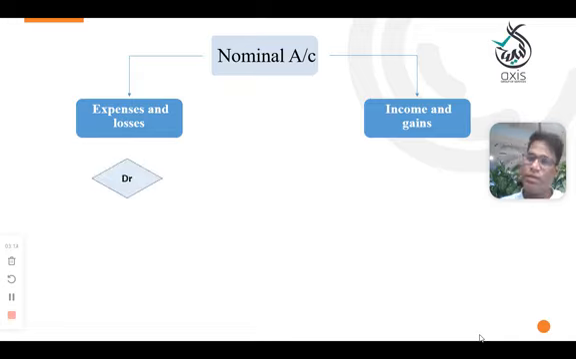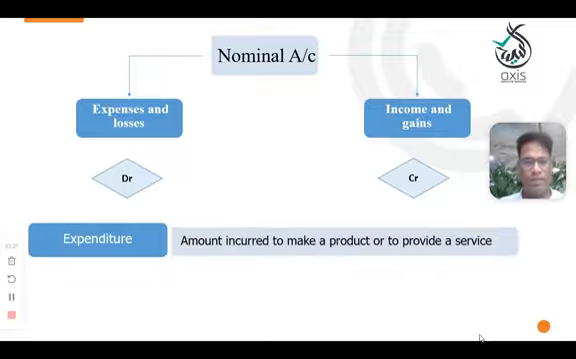Nominal account rule: debit the expenses and losses of the business and credit the incomes and gains of the business. This is the rule of a nominal account. What is the rule of a nominal account? Debit all expenses and losses, credit all incomes and gains.